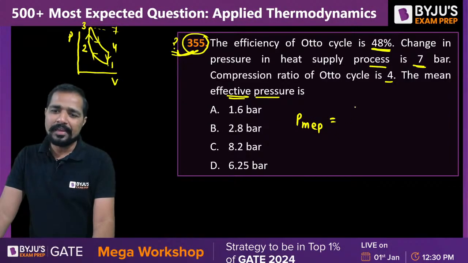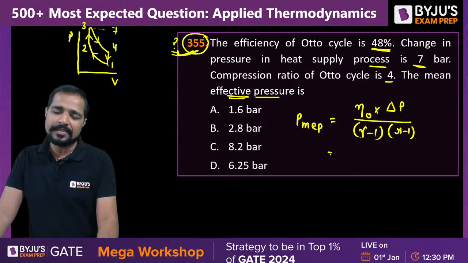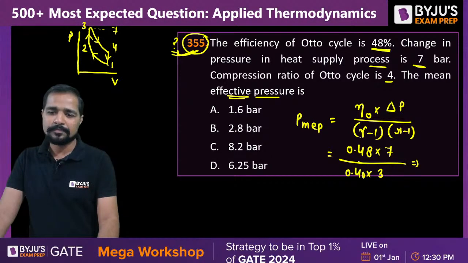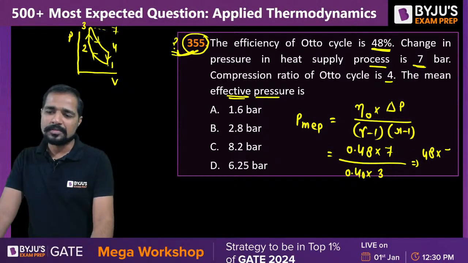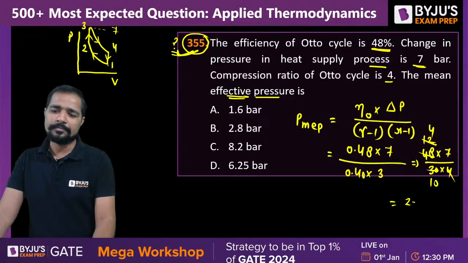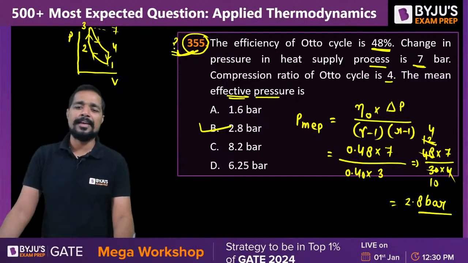It will be given by the efficiency of the Otto cycle multiplied by the change of pressure of the Otto cycle, divided by, my dear, gamma minus 1 into r minus 1. If you are aware of this formula, you can solve. Otherwise, you are not able to solve it. 0.4 multiplied by 7, divided by, how much is the compression ratio? 3, so when you solve, my dear, you will get the correct answer. So this is 4 into 7 divided by 3 into 4, or 3 into 10. That will cancel by 10, and this one is how much? 4 times. The answer is 2.8 bar. Very nice. Absolutely right. It means you have studied everything in very detail. Very good. Nice.